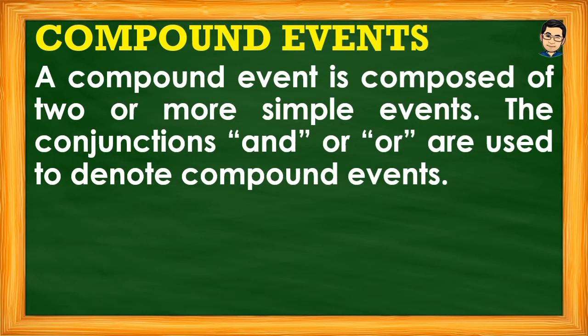A compound event is composed of two or more simple events. The conjunctions and or are used to denote compound events. Again, pag simple events, isa lang po siya. Pag two or more, we consider that compound events. And then, dinidenote natin yung compound events using the conjunctions and, ayan, and or. Mahalaga po yung mga conjunctions na yan sa probability. May ibig sabihin po kapag and, tsaka naman or.